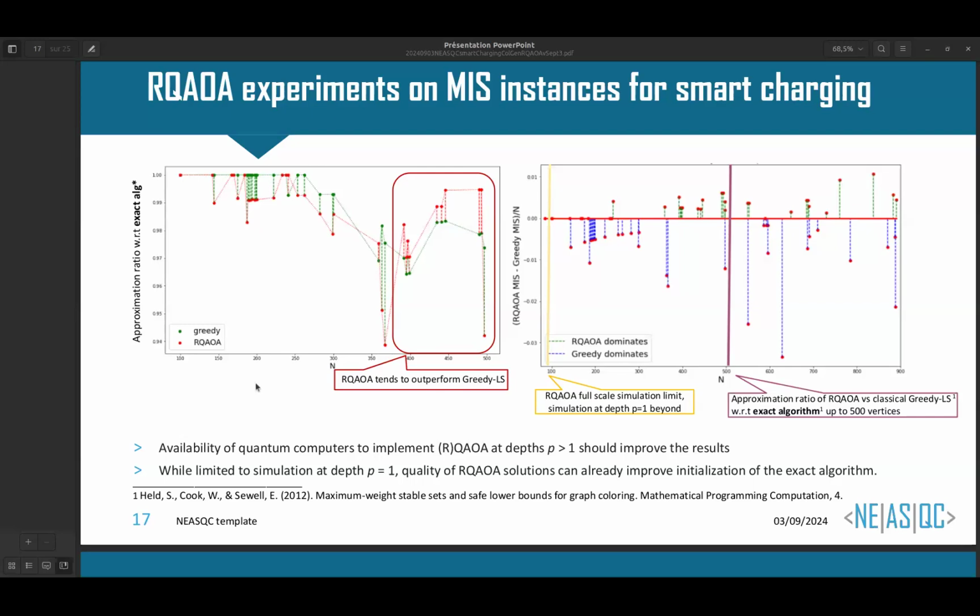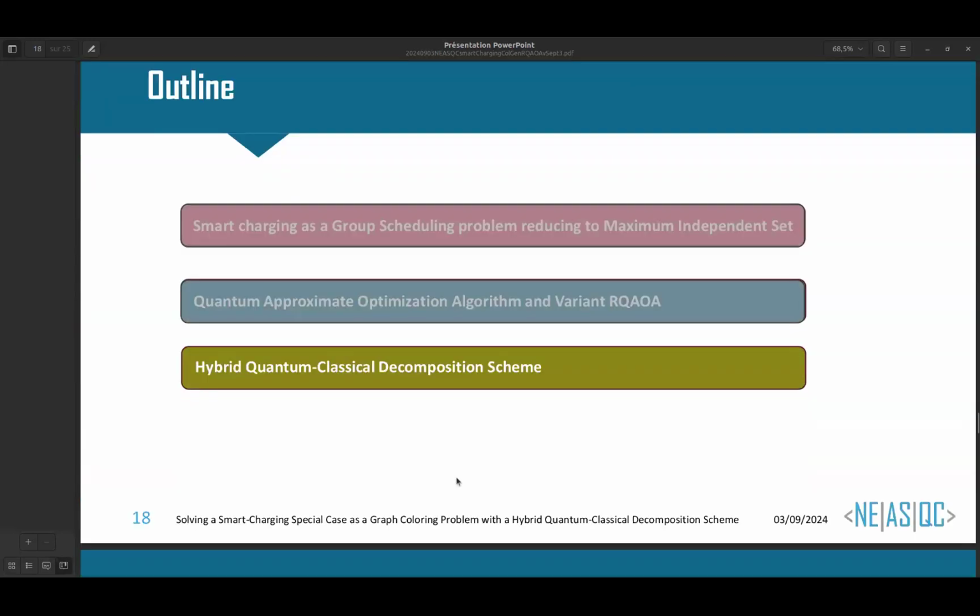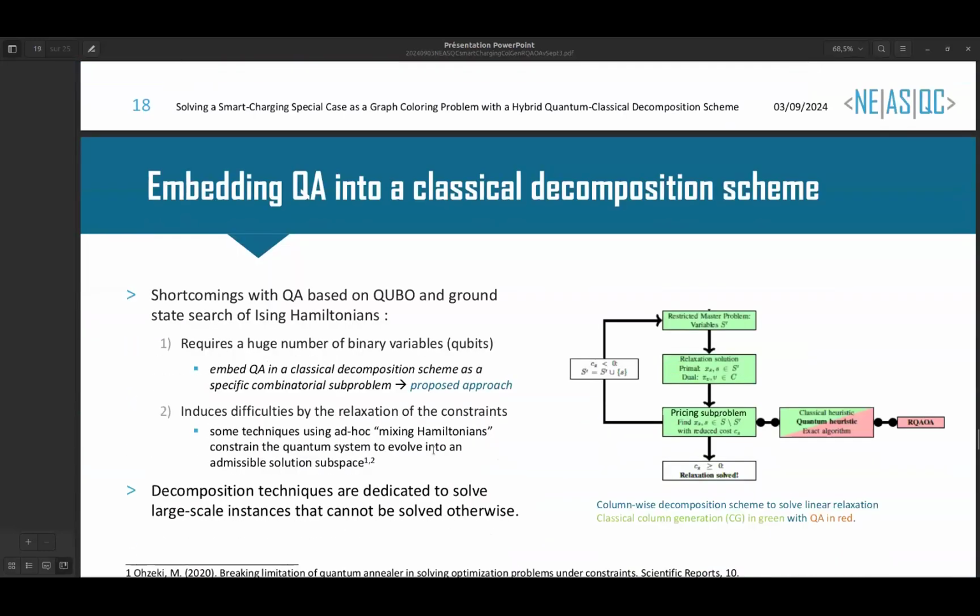Because usually the greedy approach is used to initialize an exact algorithm. And the idea is to add the contribution of the quantum algorithm when it helps. For instance, when the greedy algorithm finds a solution, we can then try to improve it using a quantum algorithm. And that's exactly the idea we'll be using in a decomposition scheme. So I'll go on to the hybrid quantum classical decomposition scheme.